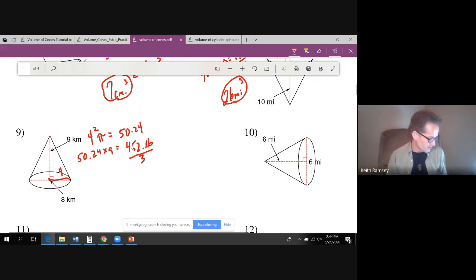We can round that up to 151 cubic centimeters. I'm sorry, cubic kilometers. Kilometers cubed. Here we go. All right, let's look at number 10.